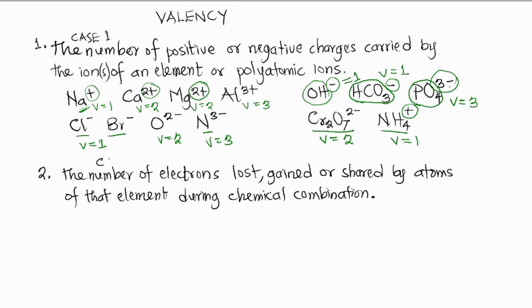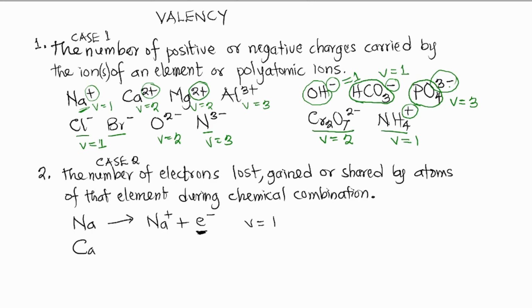Going by the second definition, valency could also imply number of electrons lost, gained, or shared by atoms during chemical combination. Take for example sodium. If sodium were to ionize, it does so by an electron loss, as written in this equation. Because sodium ionizes by losing just a single electron, then we say the valency of sodium is 1.